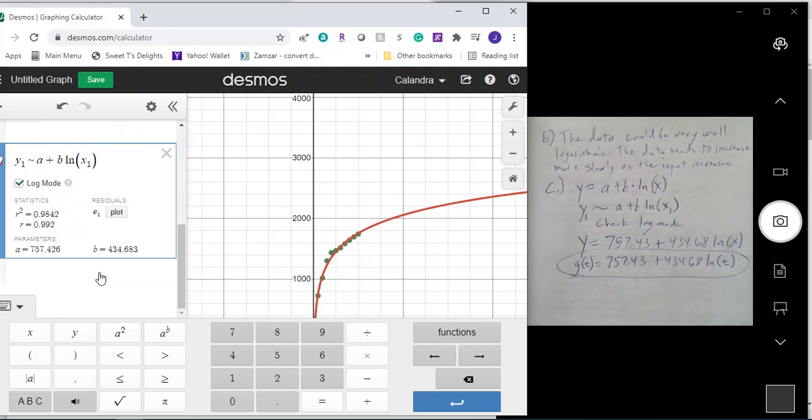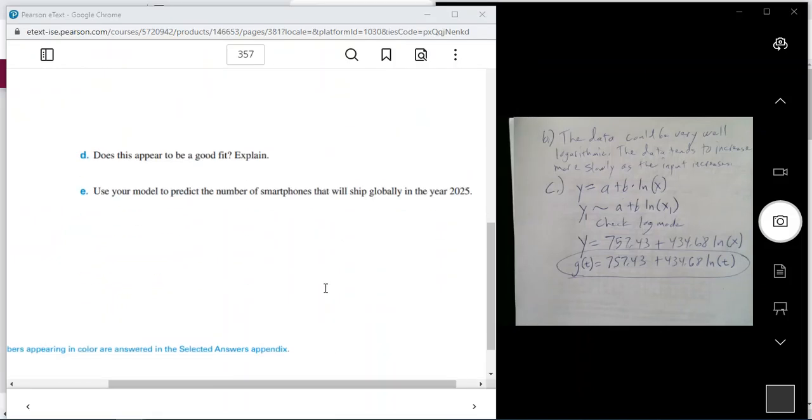So this is the form they will want you to write this in. Okay, now we move on to D. It says, does this appear to be a good fit? Explain.